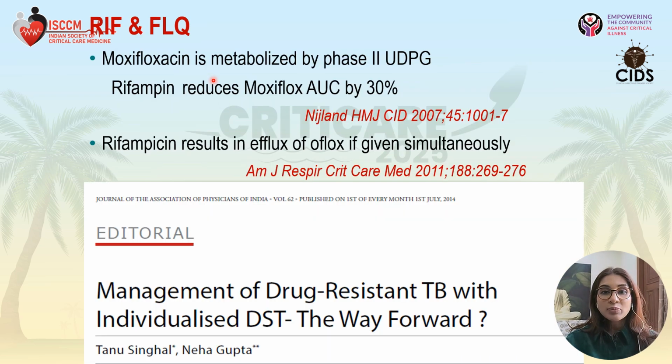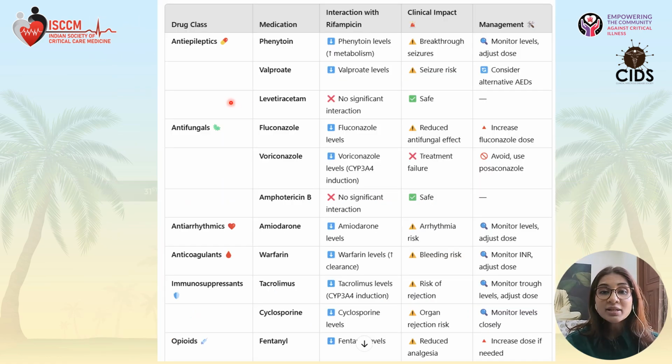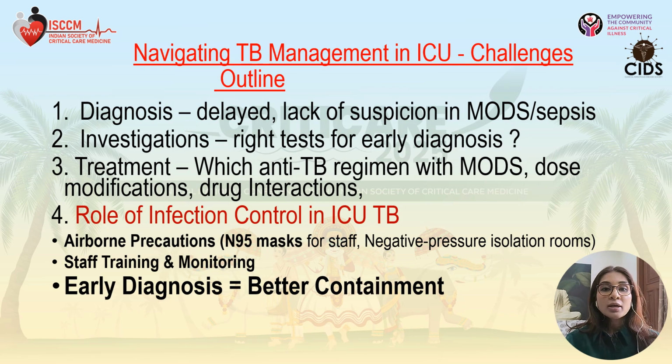Now, interactions are important. Remember, rifampicin and fluoroquinolones have an interaction. Rifampicin reduces the moxifloxacin concentration by 30%. And other interactions of rifampicin with anti-epileptics and antifungals, especially fluconazole, voriconazole, posaconazole, and isavuconazole, should be considered. Antiarrhythmics as well as anticoagulants as well as immunosuppressants like tacrolimus should also be monitored, and the doses have to be optimized accordingly.